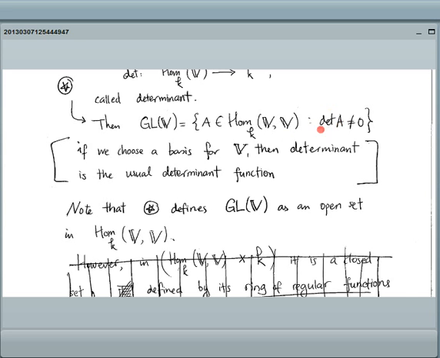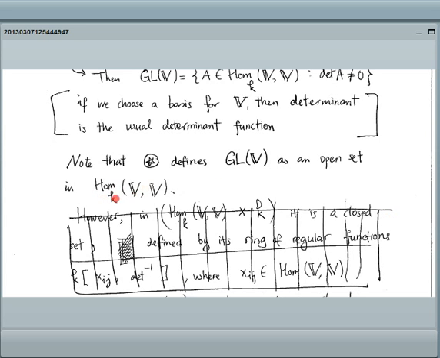And then we have a polynomial function, which is determinant. And GL(V) is defined as the non-vanishing of the polynomial function. But if you remember, we defined our closed set as the vanishing locus of polynomials. So with respect to this definition, GL(V) is an open subset of this space. So it's a group, and it's an open set in a suitable affine space. Suitable affine space being this one.